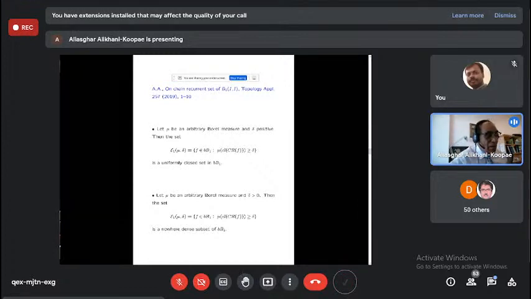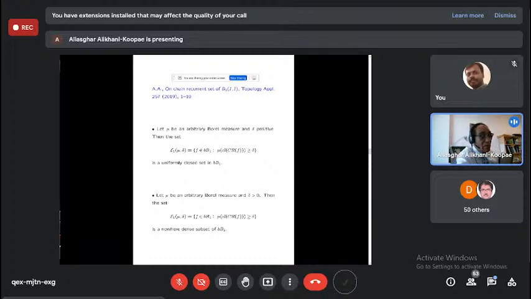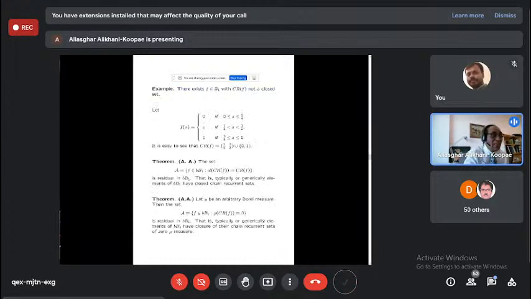And let mu be an arbitrary Borel measure and delta positive, then the set E1 of mu and delta, which is equal to all F in bounded Baire one such that mu of the closure of CR of F is greater than or equal to delta, is a nowhere dense set. That's because we need that closeness and then show that this is a nowhere dense set.